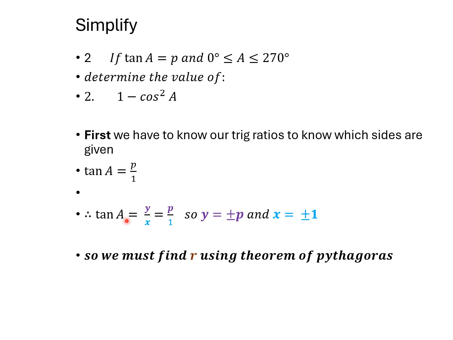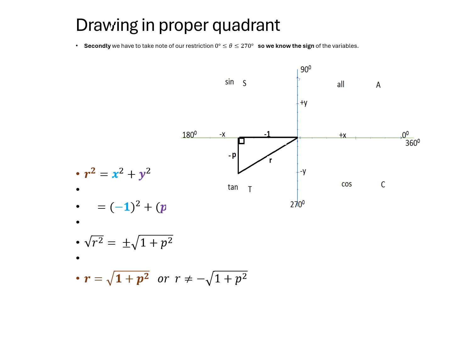Then I need to know that tan is y over x. So my P value there is my y value, which is plus minus P. And my x value equal plus minus 1. Now, because they're variables, I wrote plus minus, because I still have to figure out in which quadrant tan is positive, from 0 to 270. So using theorem of Pythagoras, restriction 0 to 270, I can draw it in the first quadrant or in the third quadrant, right?